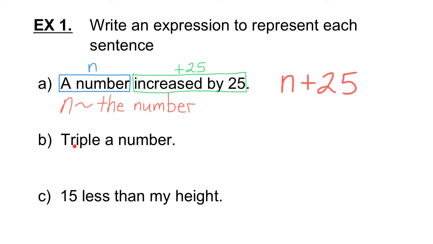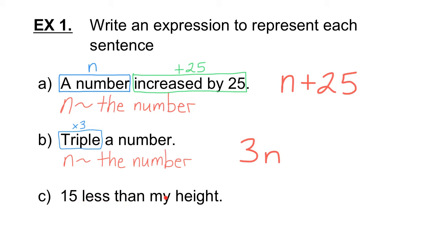Okay, the next one, triple a number. Well, my unknown is this number. I don't know what it is. So I'm going to say let n represent the number again. What is triple? Triple means multiplied by 3. So my expression is going to be that number multiplied by 3, or 3n.